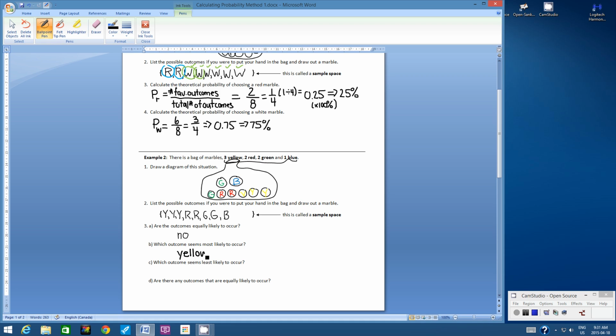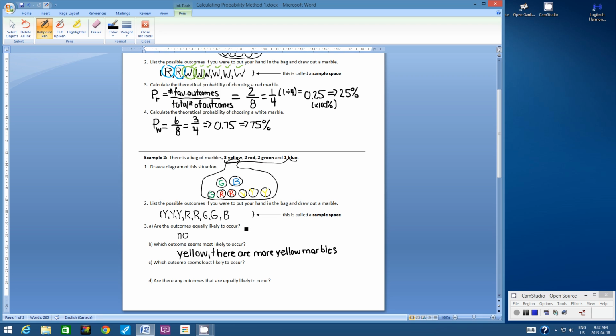Okay, yellow. And we'll just put a little explanation why. There are more yellow marbles. Okay, all right.